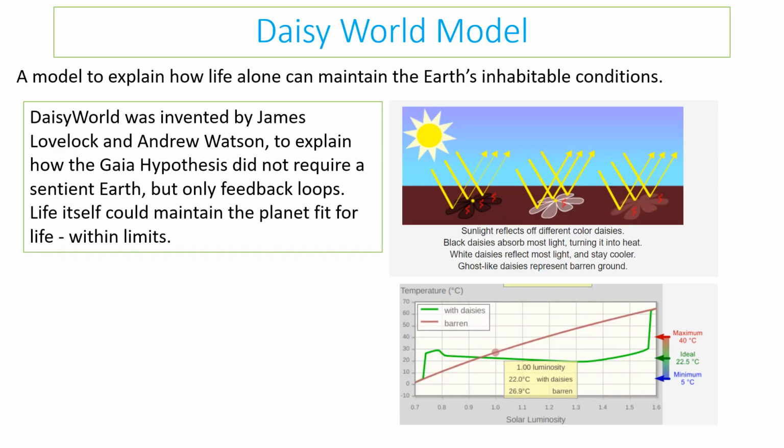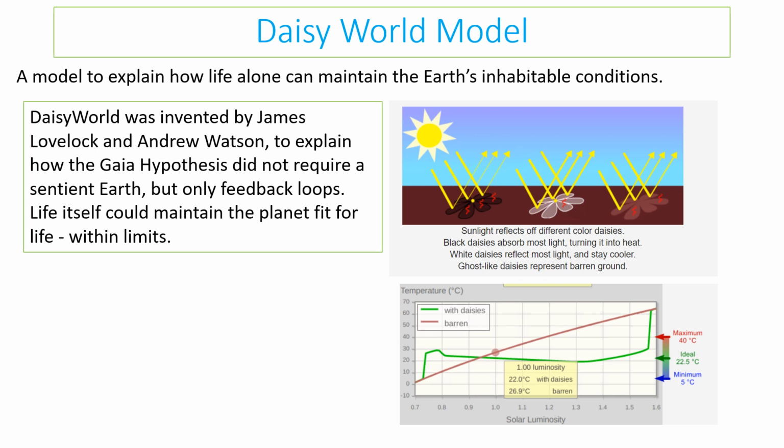Now, one thing he came up with was an explanation of how the Earth maintains its habitable conditions. This was created by James Lovelock and Andrew Watson, and explained that the Gaia theory didn't actually require an intelligent planet, but only feedback loops, and that actually life itself was what kept the planet within safe limits. And this Daisyworld program is basically a computer simulation, and what it shows you is that how hot the planet is depends on what life is there.